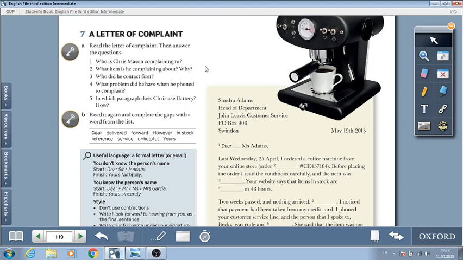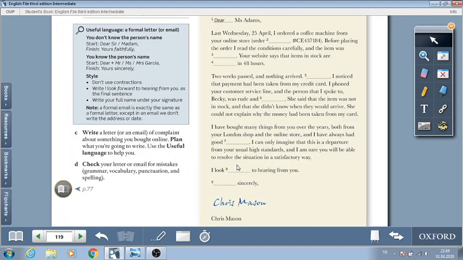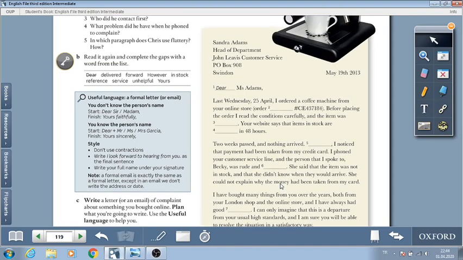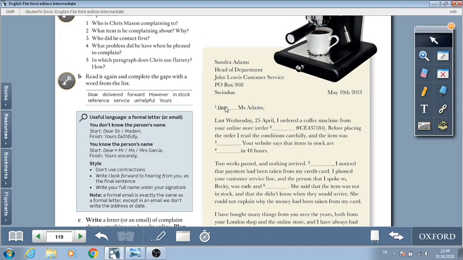Okay, now let's start answering the questions one by one. First question is, who is Chris Mason complaining to? As you see here, the letter was written by Chris Mason. And Chris Mason wrote this letter to whom? You see it here. Chris wrote this letter to Miss Adams, Sandra Adams. You see the address here too. How can we understand it? We understand from the appealing part here, the starting part, dear Miss Adams.